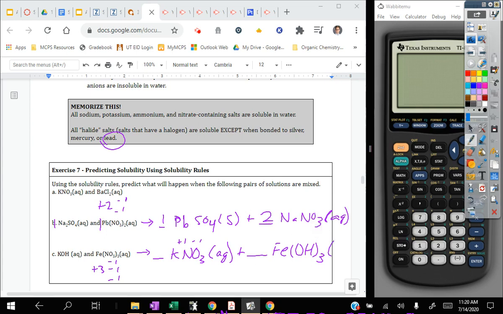And this does not have a sodium, potassium, ammonium, or nitrate containing salt, nor does it have a halide. So this would also be a solid. The last thing we have to do is just balance. I need 3 nitrates, 3 potassiums, and 3 hydroxides. So the balance is 3, 1, 3, 1.